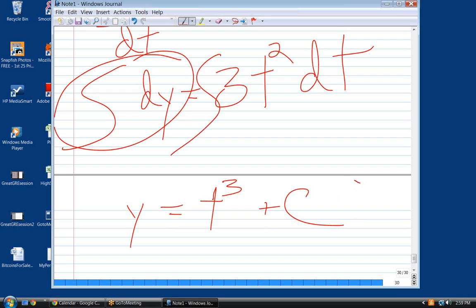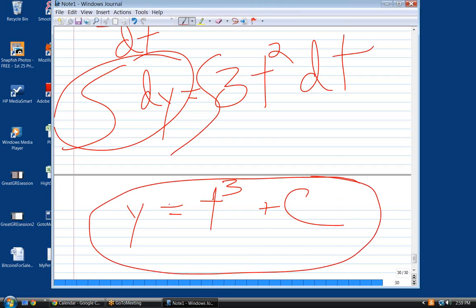So we just solved a differential equation. That's the answer. Now, we didn't have an initial condition with this. Had we had an initial condition, we'd be able to solve for c. But we did not. So we have an answer that has c in it. In other words, we have an infinite number of answers.